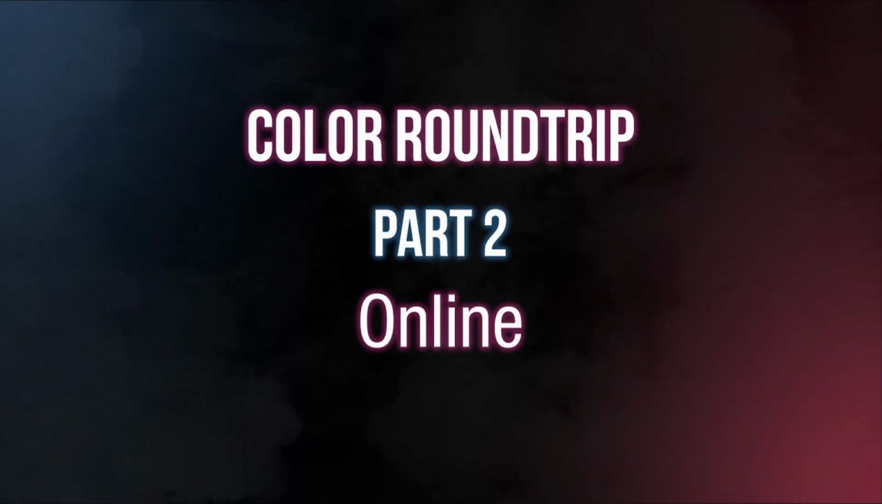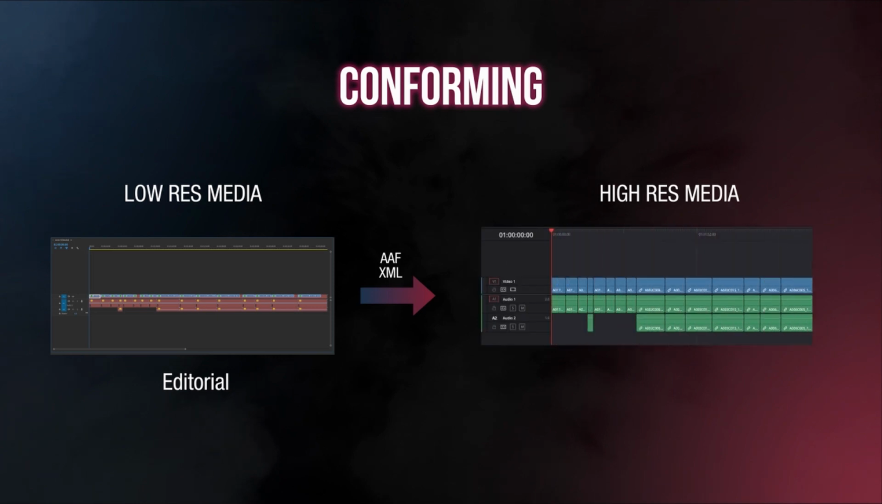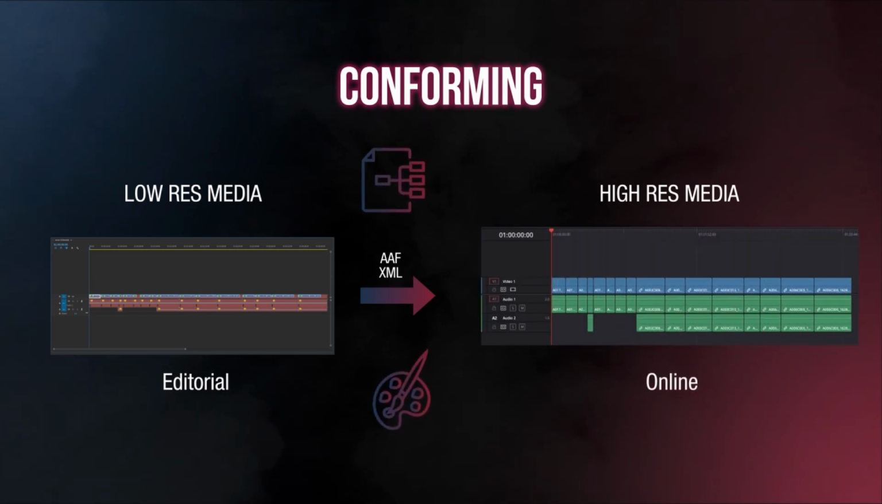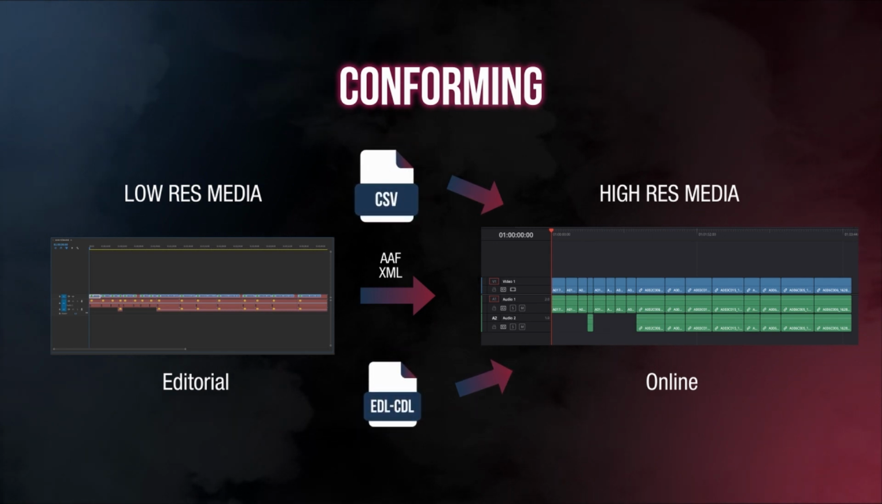After editing, now it's time to conform our picture log coming from editorial using AAF or XML files, and link our editorial timeline with our high-res files, and join them with the metadata and the color information we set during the dailies process. This metadata comes from editorial in the form of an EDL CDL, and we should also use the CSV we originally exported.